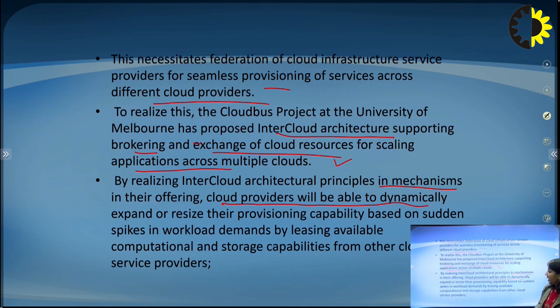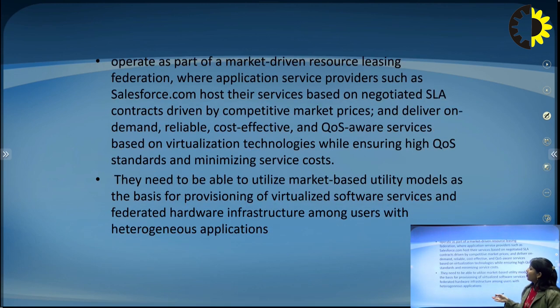We already explained there is dynamic scaling, there will be high QoS, and geographical coverage. All users can access the services from any location in the world. Operate as part of a market-driven resource leasing federation. It means all the providers will give their servers on rent, so that the broker will combine the servers from the different providers and can easily provide one interface and provide the services to the user in an easy manner. So this federation is going to be formed.